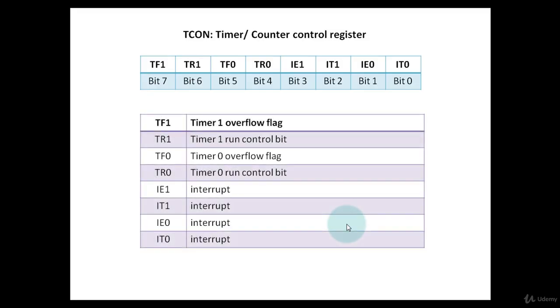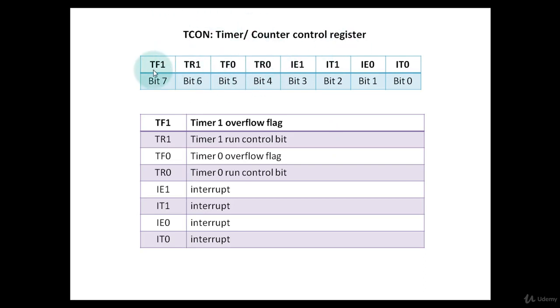TCON register, timer counter control register. In this register, bit number 4 to 7 are used for timer operations. Bit number 0 to 3 are related to interrupt, and we will not discuss this bit here. So bit number 4 and 6 are timer run control bits. If bit 4 is 1, then timer 0 is turned on. If bit 6 is 1, then timer 1 is turned on.